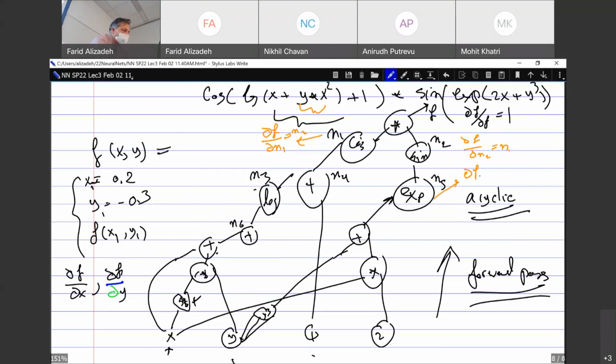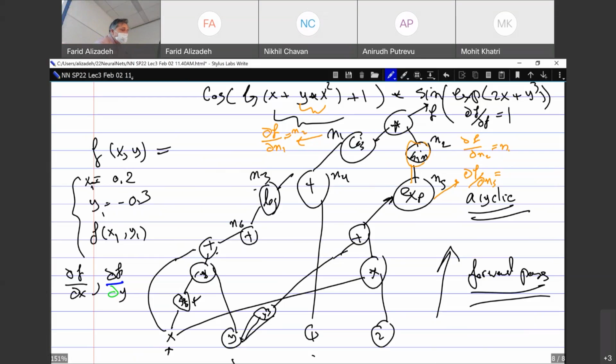So the derivative of f with respect to n5. But by chain rule, now this guy has things coming out of it. All of those guys' derivatives have to have been already calculated before I can come to this node. So this node, the only thing that is coming out of it is this node, whose derivative I already have calculated. I can only calculate the derivative of this EXP node if everything that comes out of it, the nodes that are reached from there, is already calculated. So in this case, there is.